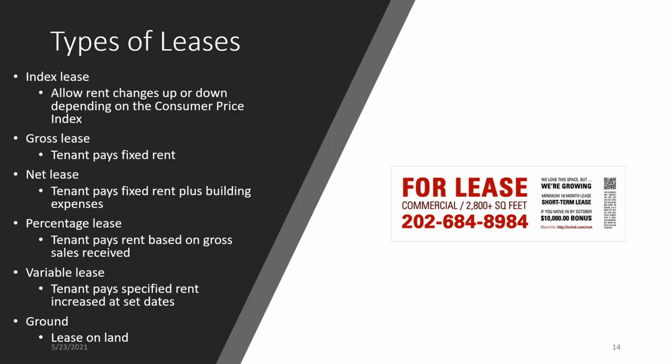There are 5 types of leases. You have a gross lease, where the tenant pays a fixed rent. You have a net lease, where the tenant pays a fixed rent plus building expenses. There's a percentage lease, where the tenant pays rent based on gross sales received. A variable lease, where the tenant pays specified rent increased at set dates. And a ground lease, a lease on the land.